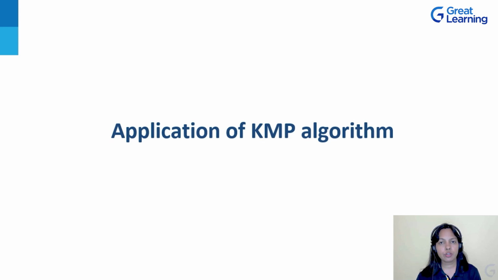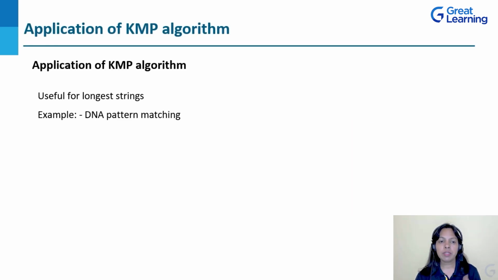Talking about the application of KMP algorithm. The application of KMP algorithm is generally for the longest string pattern matching. Wherever the length of the string is really long or large and you need to do pattern matching, using the naive algorithm or the basic algorithm may take a lot of time. Hence, KMP algorithm is an improvised version for pattern matching, and it takes less time to perform pattern matching on longest strings. So the applications of KMP algorithm are mostly confined to areas where pattern matching is to be performed on longest strings.